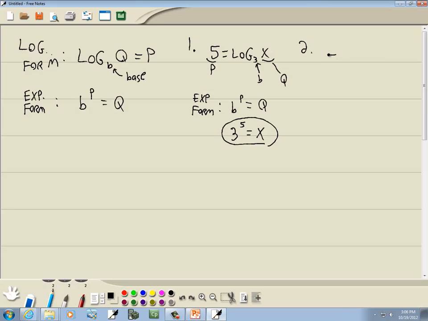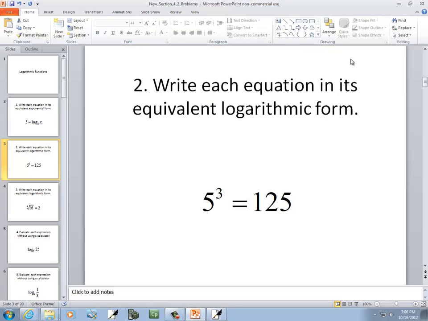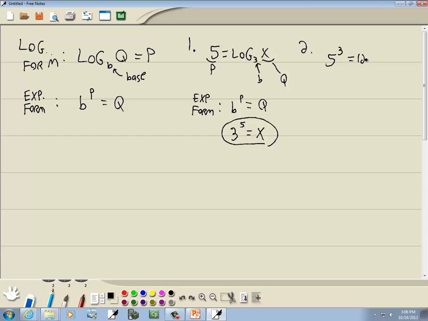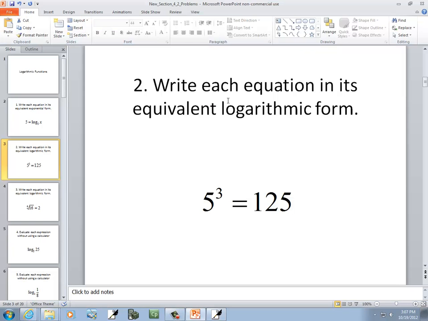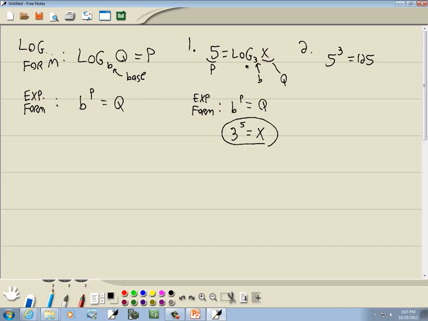Let's look at this problem. We got 5 to the third is equal to 125. Now it's given to us in exponential form and wants us to write it in log form. Write each equation as the equivalent log form. Well, our power, our exponent, is the p. And what's immediately to the left of it is b. And the other side of the equals is your q.